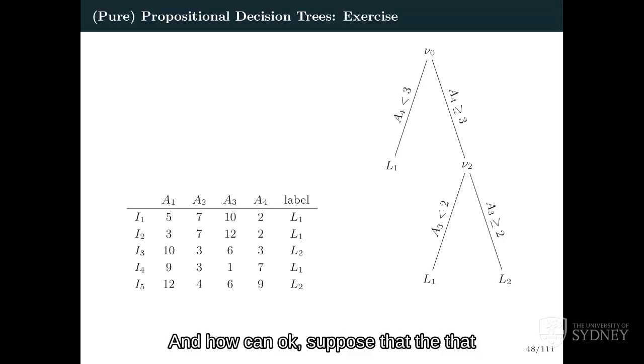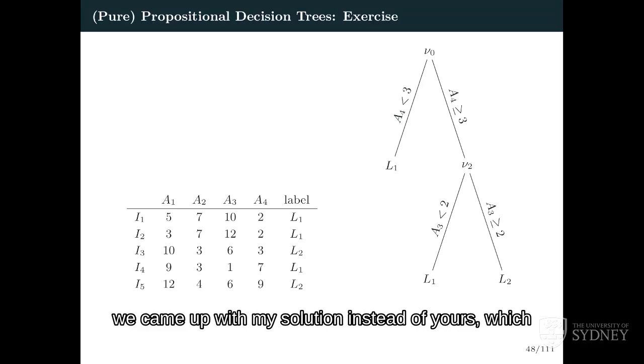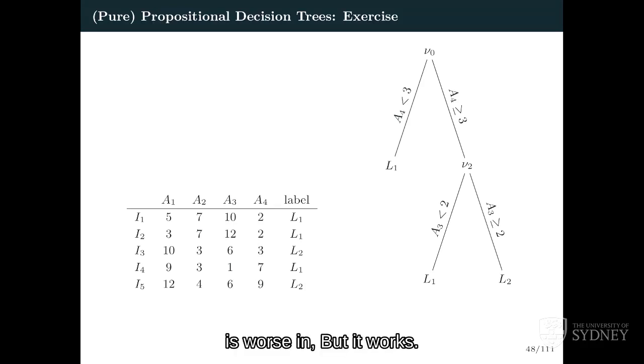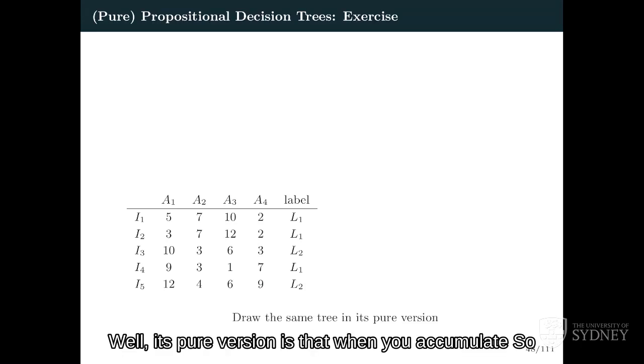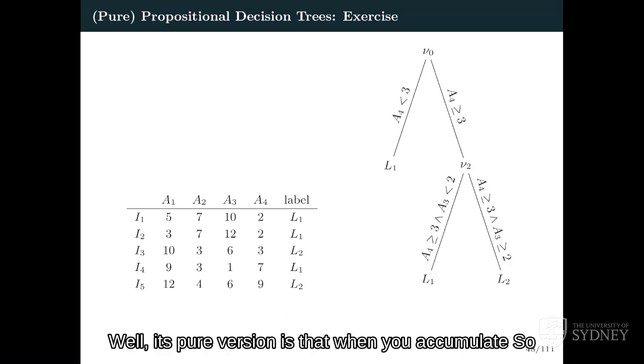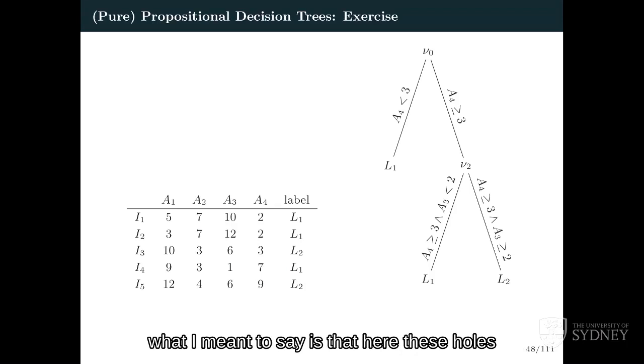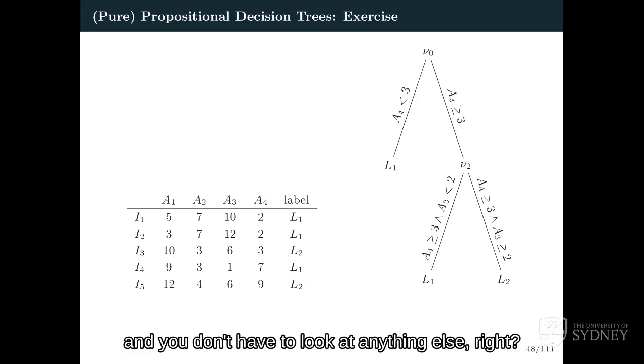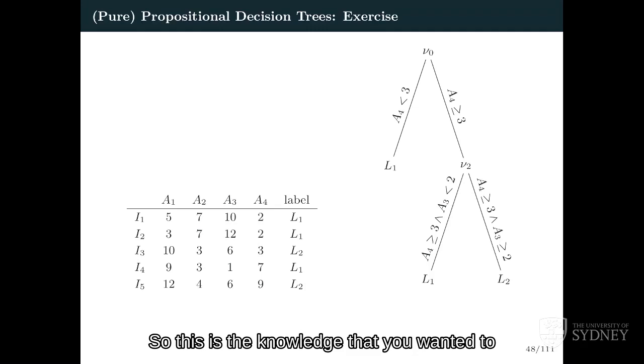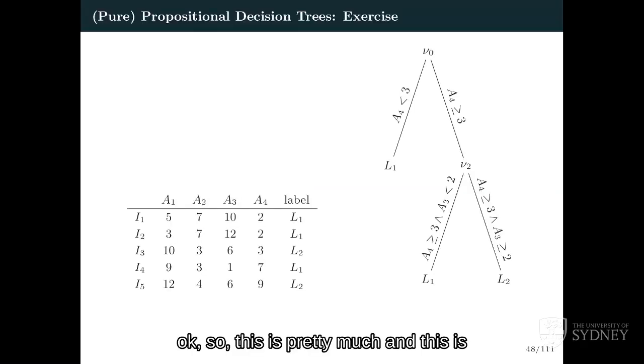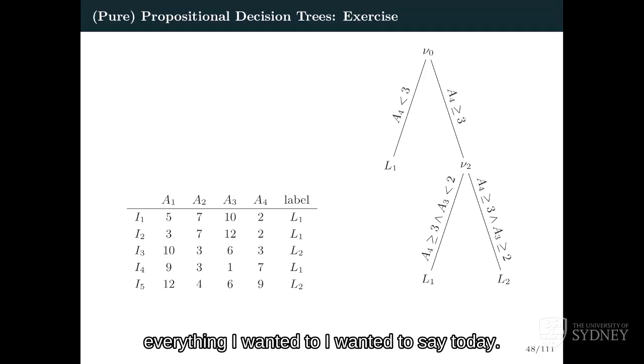Suppose that we come up with my solution instead of yours, which is worse but it works. And what is its pure version? Well, its pure version is that when you accumulate the conditions along a path, here this holds, and you don't have to look at anything else, right? So this is the knowledge that you wanted to begin with, and now you have it at the tip of your hand. All right? This is everything I wanted to say today.